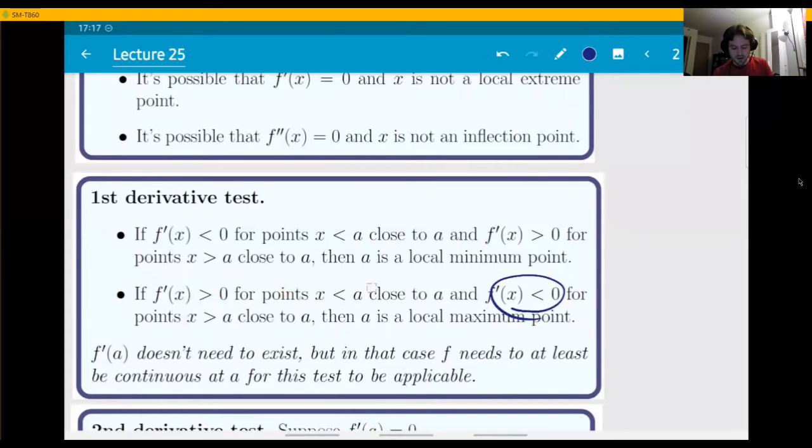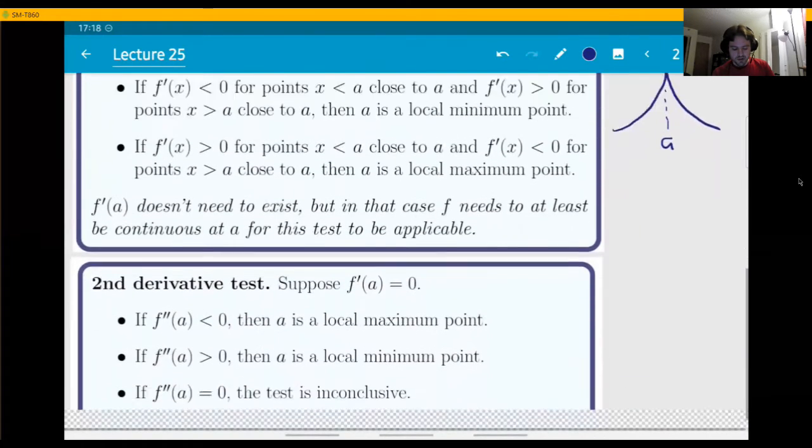But look at this remark down here. The derivative itself at the point A doesn't need to exist. But in that case, as long as the function is continuous at this location A, then this test still works. So this is just the situation that I had just drawn up there. A function whose derivative is positive before a number A and then negative afterwards, even though it does not exist at this A, but as long as the function is continuous there, which it is in this case, you can conclude this must be a local maximum. That's the first derivative test.